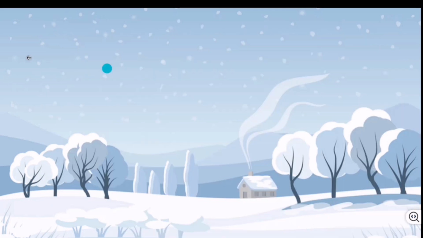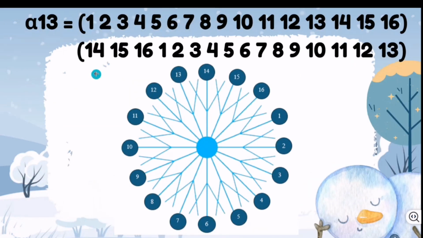And we have alpha sub 13 is equal to 1 to 14, 2 to 15, 3 to 16, 4 to 1, 5 to 2, 6 to 3, 7 to 4, 8 to 5, 9 to 6, 10 to 7, 11 to 8, 12 to 9, 13 to 10, 14 to 11, 15 to 12, 16 to 13.